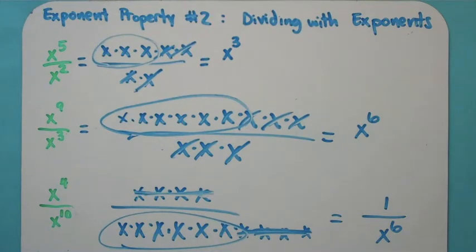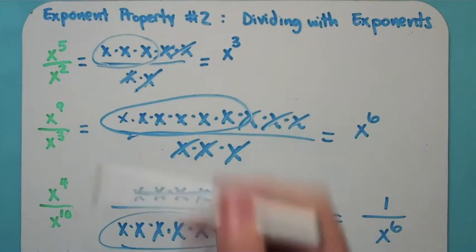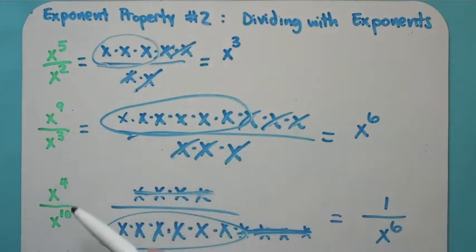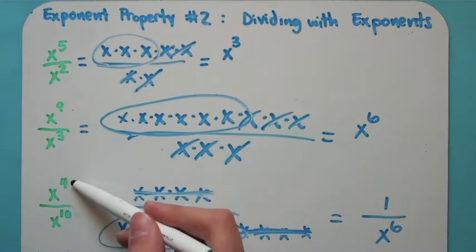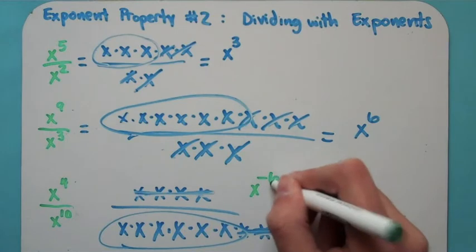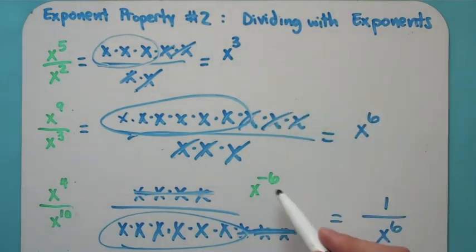After doing a couple of these, it should be somewhat apparent by looking at this that all we're doing here is subtracting our exponents. 5 minus 2 gets me a 3. 9 minus 3 gets me a 6. This one is a little bit different. There is a way of making it work with the subtraction. If you do 4 minus 6, you get x to the negative 6th power, just like we kind of did where we just subtracted the exponents here.